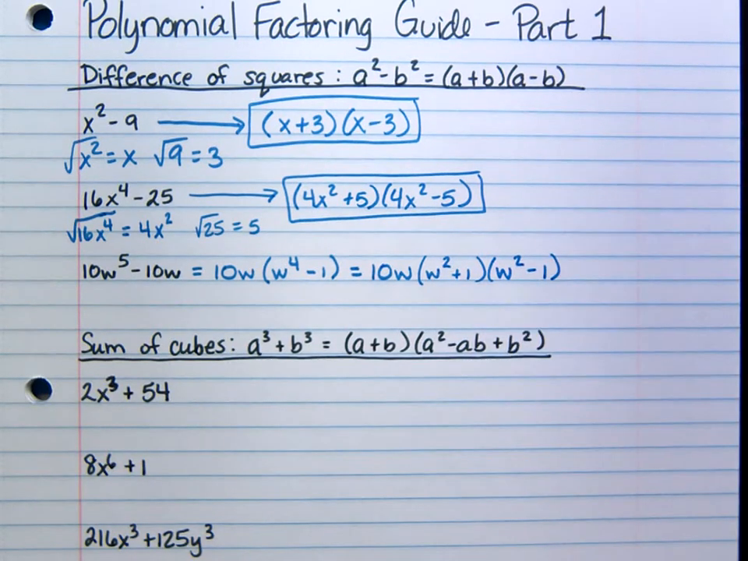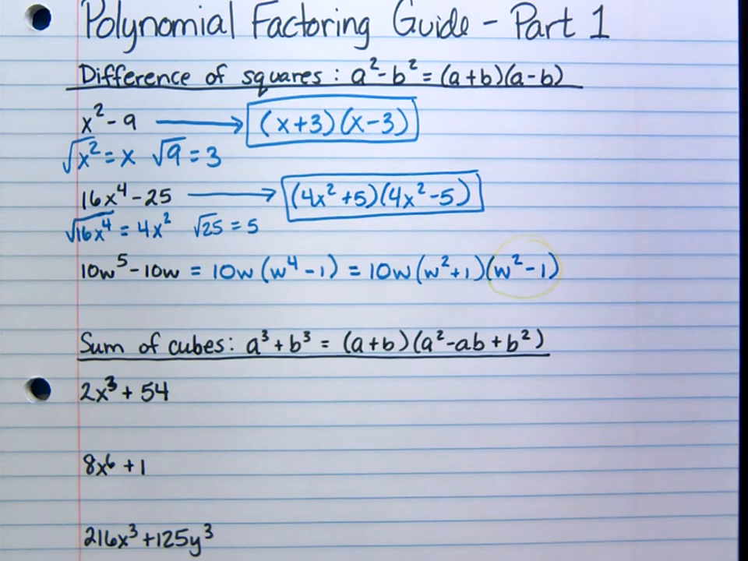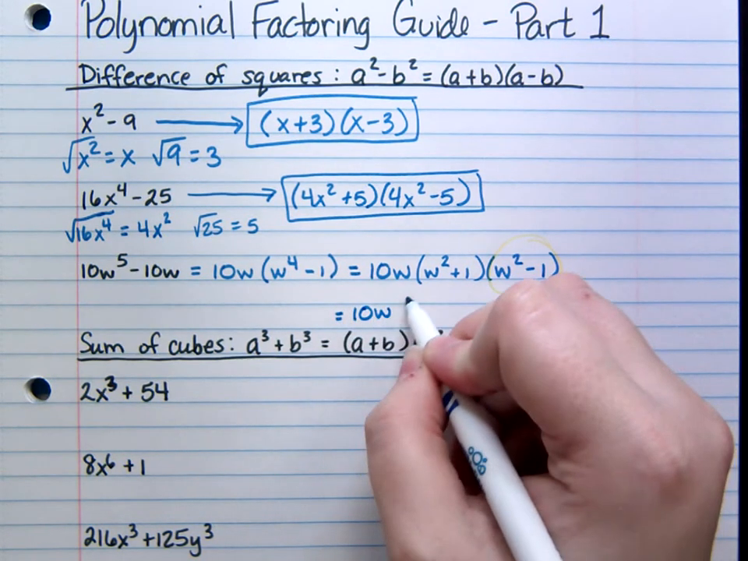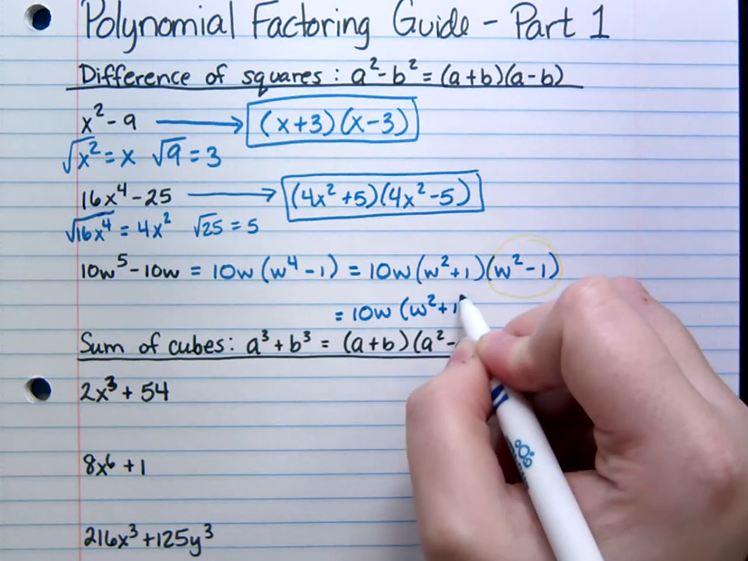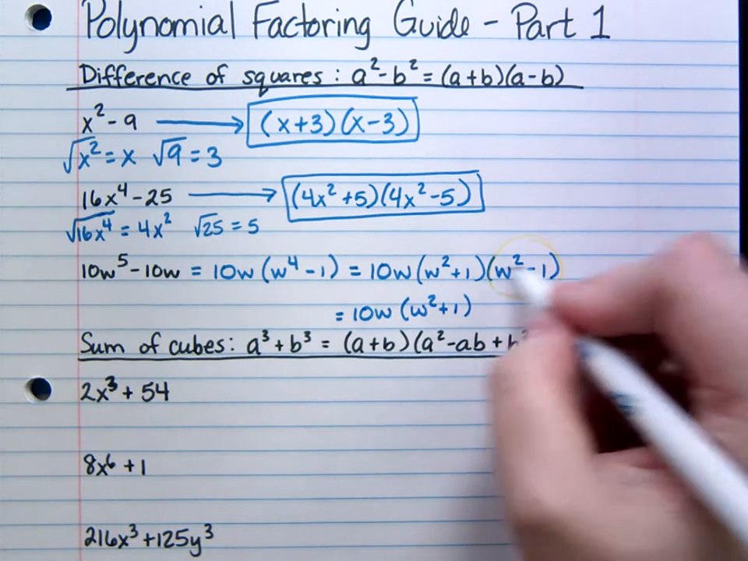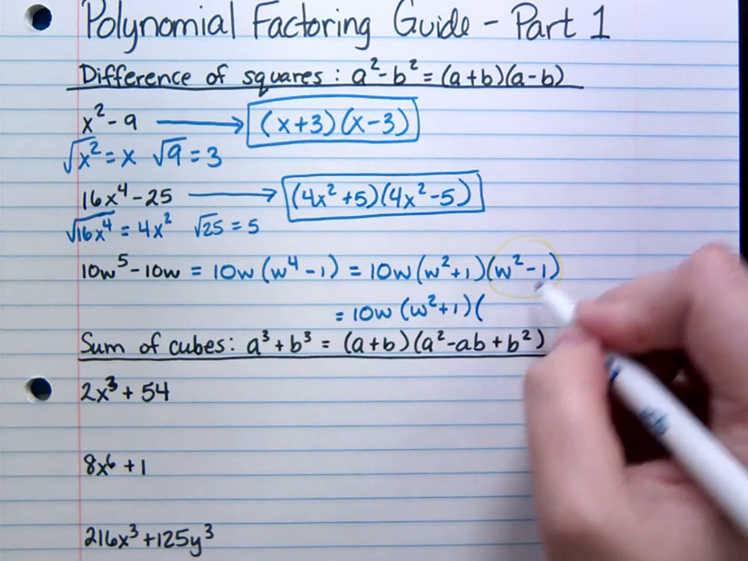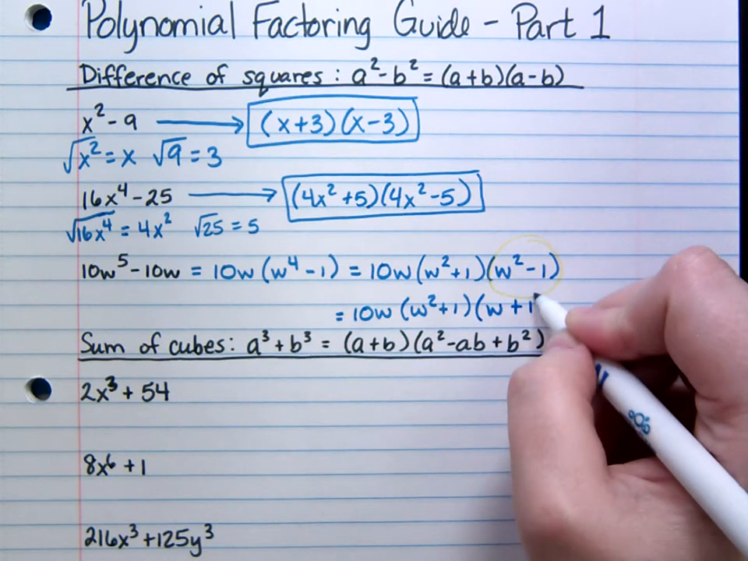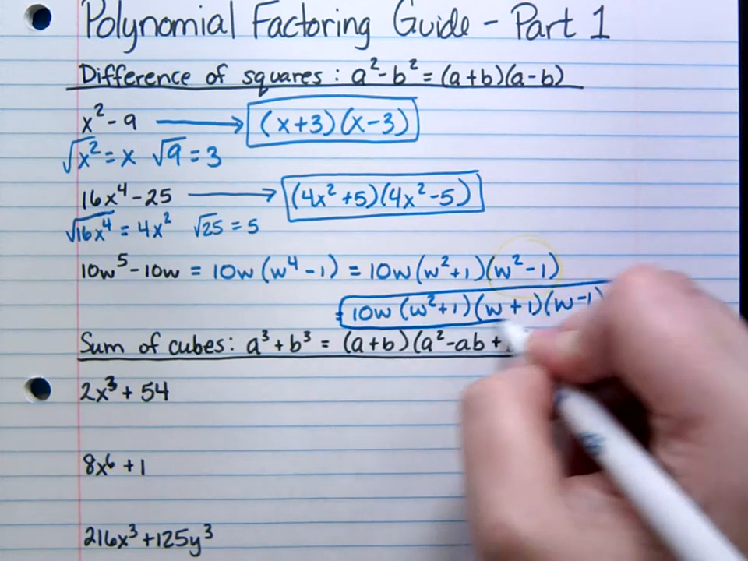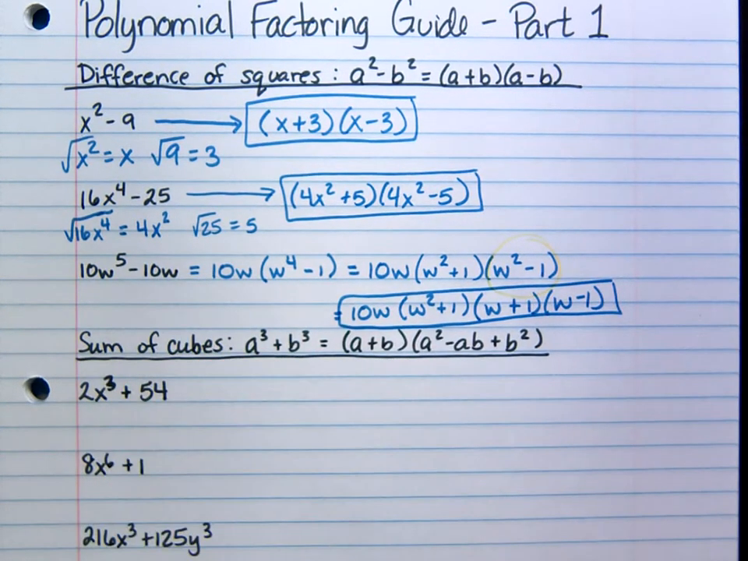But the thing is, the w squared minus 1 is also a difference of squares. So I can continue factoring. The 10w, w squared plus 1 carries over. I'm going to bring that down. And now I'm going to factor this out. Square root both terms, add, and subtract. And this is this expression factored all the way out.